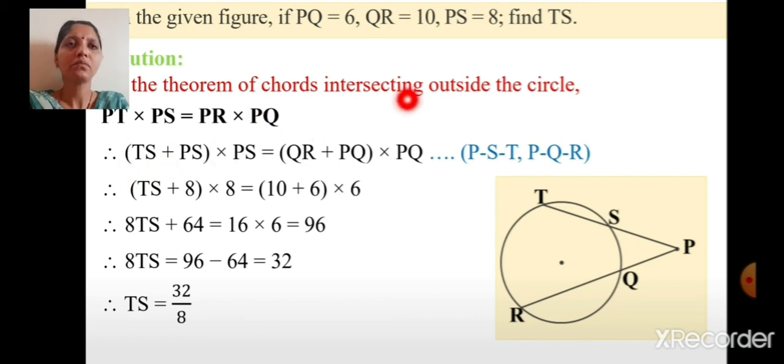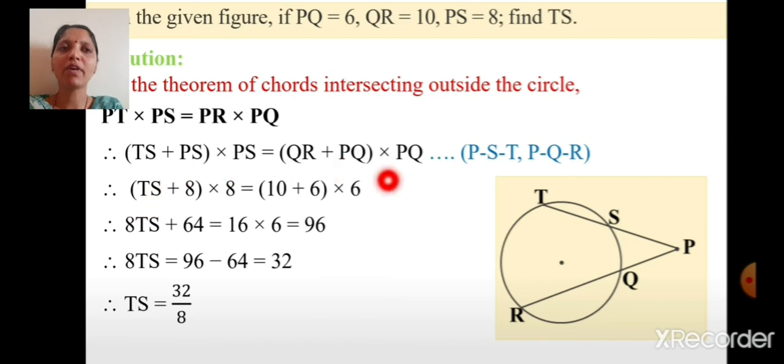Now we don't know PT or PR, but this PT you can write in the form of PS plus TS, because we know that P, S, T are collinear points. Similarly, P, Q, R are also collinear points. So instead of PR we can write QR plus PQ. So your equation becomes (TS plus PS) into PS is equal to (QR plus PQ) into PQ.